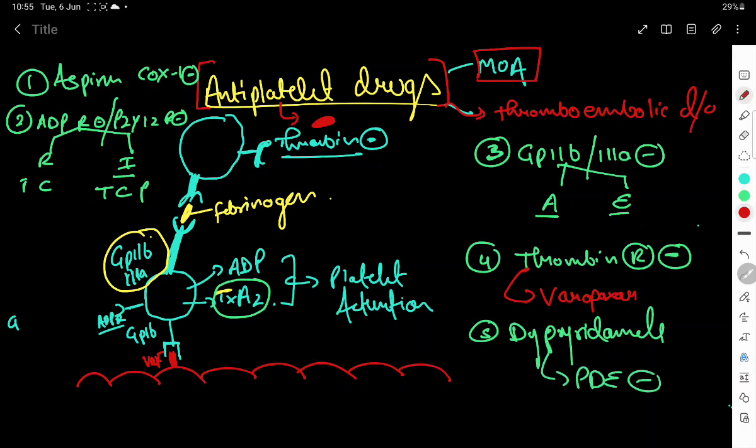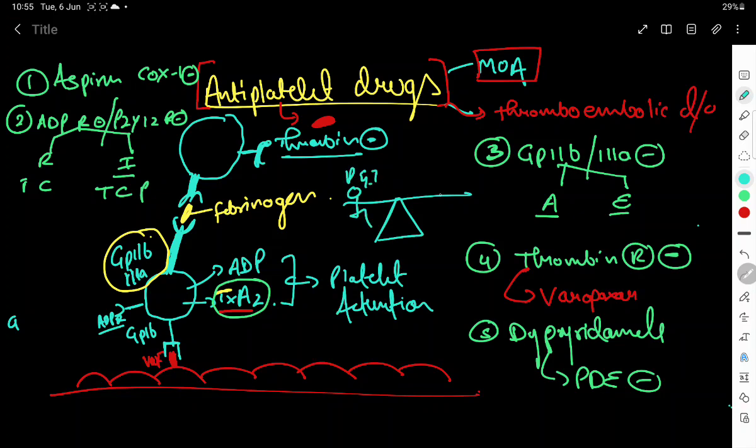So let's summarize it fast. We have the first class of drug, that is aspirin, a COX, cyclooxygenase 1 inhibitor that is going to decrease the level of thromboxane A2. Remember that this balance between prostacyclin on one side and thromboxane A2 on the other side is the basis of these antiplatelet drugs. Okay, so the first class of drug is the thromboxane A2 inhibitor.